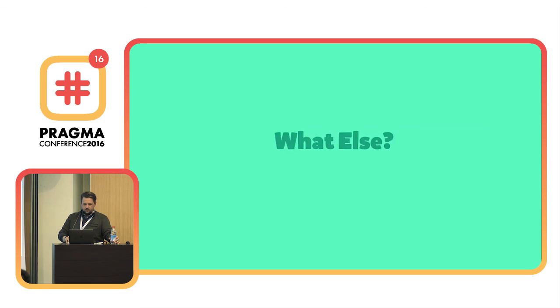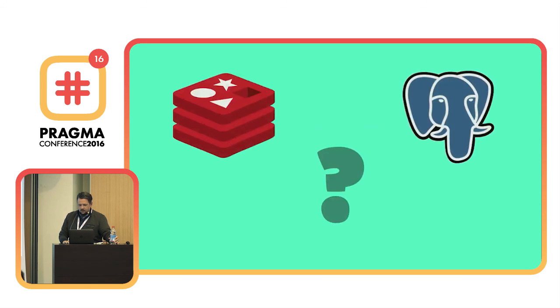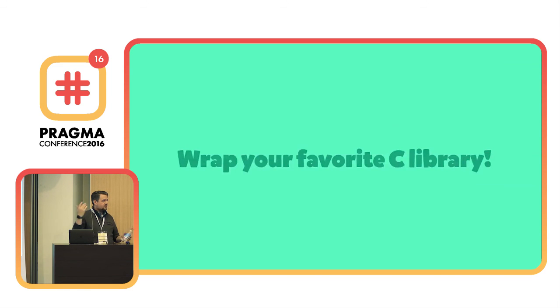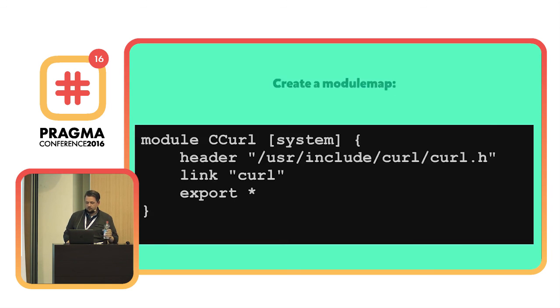So what else can we do? Real quickly, there are plenty of popular libraries that already have Swift bindings, like Postgres or Redis. So if you really want to build a serious web application, you can. You'll probably run into some sharp edges here and there, but it does work. If you have a favorite C library, there are tons of great C libraries out there, and it'd be nice if, as a Swift developer, you could just leverage them.